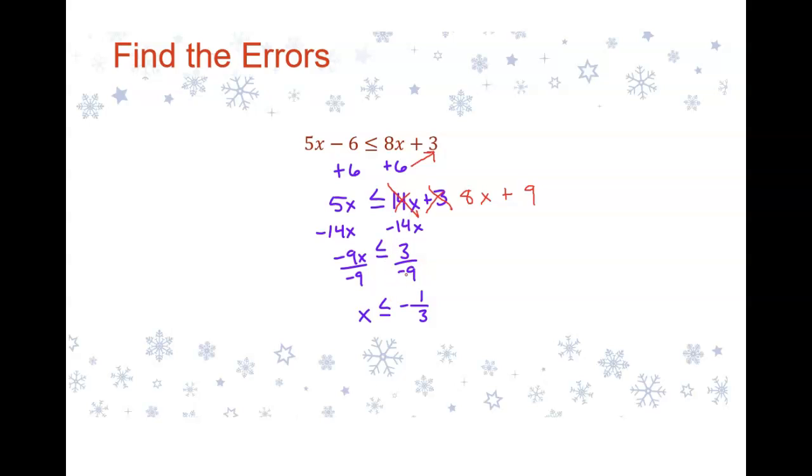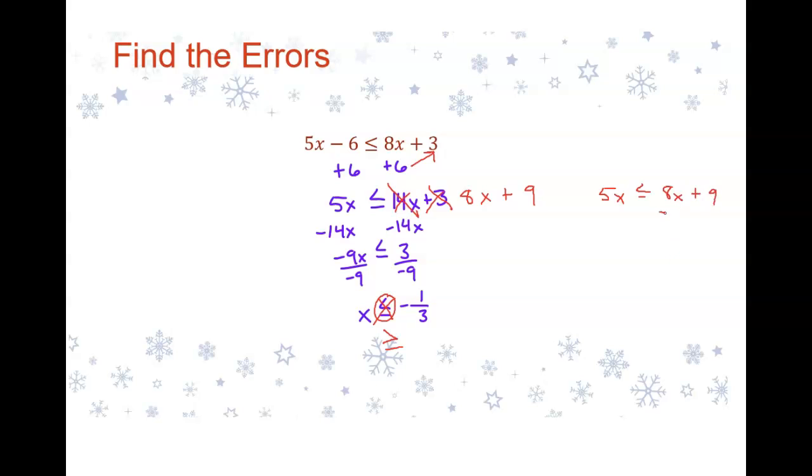But look at this. We divided by a negative. They made another error. They didn't flip the sign. We would have needed to flip the sign there. So they actually made 2 errors in this one. In order to fix these errors, we would need to come up here to this step and then solve it from here.